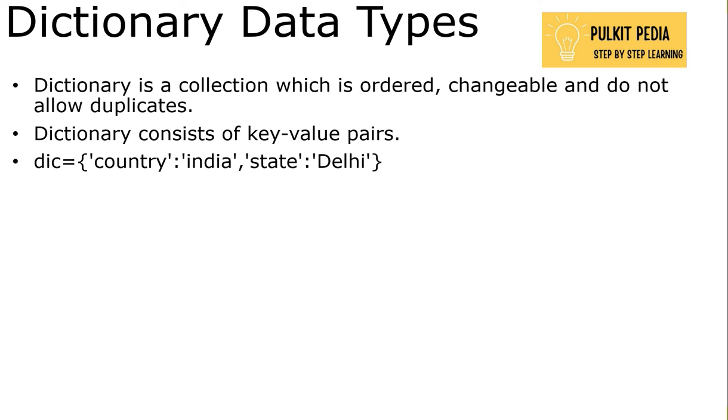How do we define a dictionary? You have to provide curly braces. In that you can define a key and colon value. So here country is the key, colon India is the value. Same way state is the key, colon Delhi is the value. So this is the simple way of defining a dictionary. I'll show you other operations of the dictionary also. Just move to Spyder.